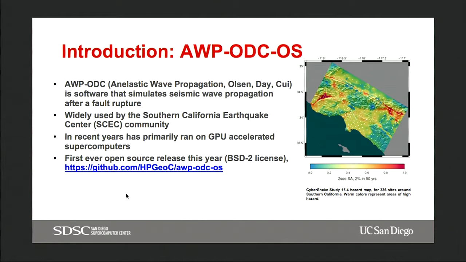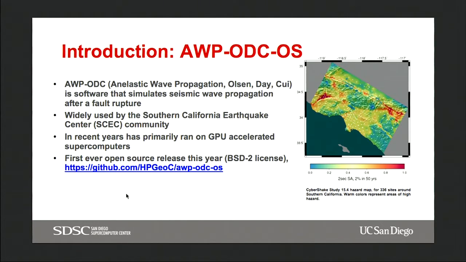So what is the application? Like I said, it's called AWP-ODC, which stands for Anelastic Wave Propagation, and then ODC are the initials of the three primary developers. So it's an earthquake simulating code. It simulates the propagation of a seismic wave through a three-dimensional viscoelastic medium after a fault ruptures. It's used pretty extensively by the Southern California Earthquake Center, which is usually called SCEC.